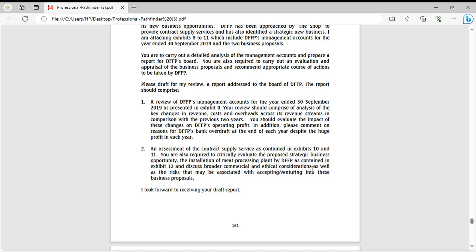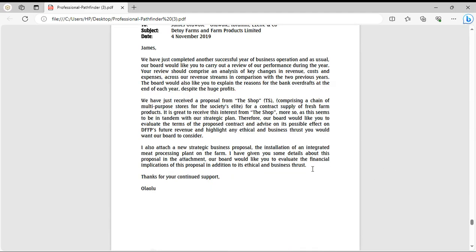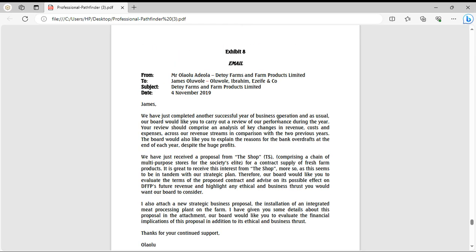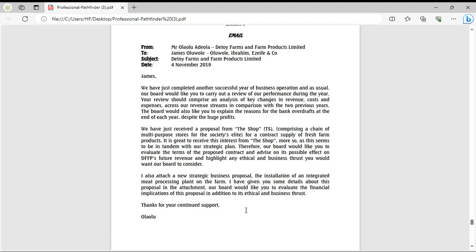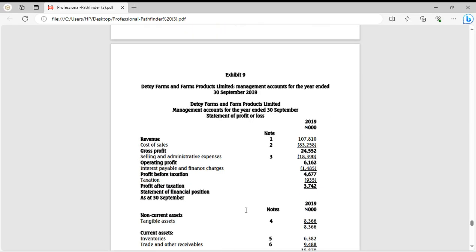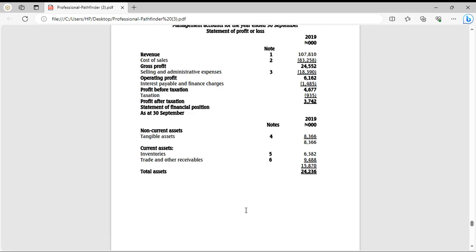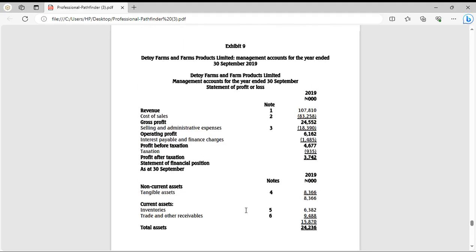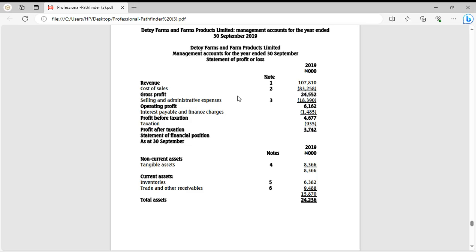And aside from that, we're also given extra information. We're given information about the shop. They just received a proposal from the shop, and the proposal would require installation of an integrated meat processing plant. So they're giving us all that information, right? And just like they said, in Exhibit 9 they give us additional information for 2019, the financial statement. You can see that here, for the year ended 2019.